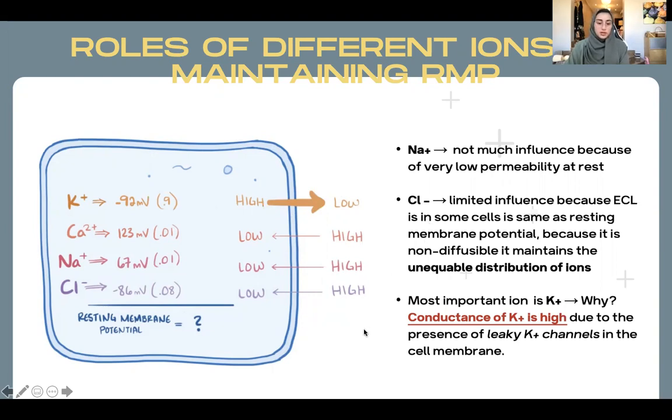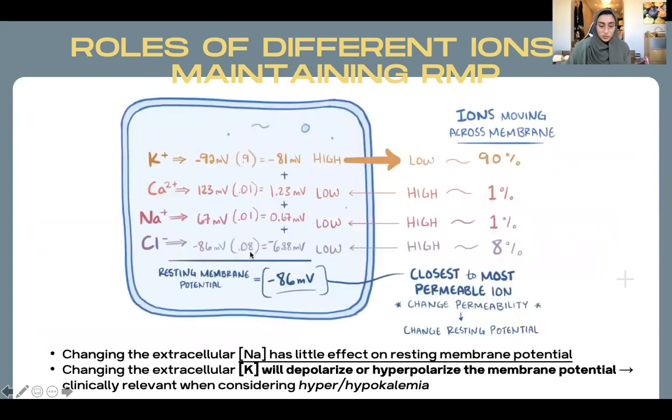Okay, so that's one thing. The second thing is, how are we going to calculate this resting membrane potential? You're just adding up all of the Nernst equations together, right?